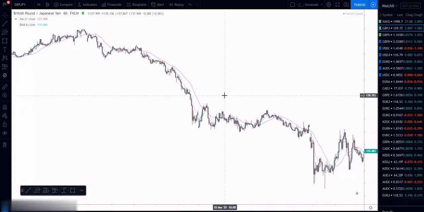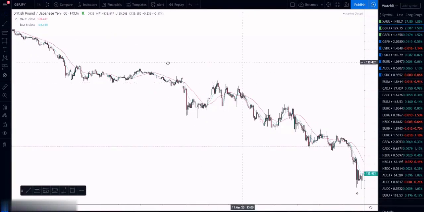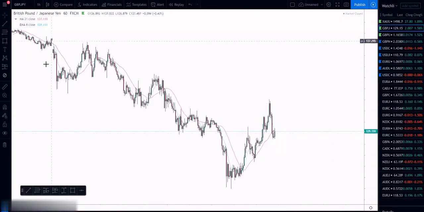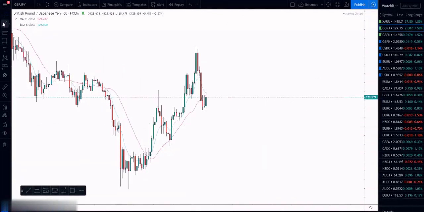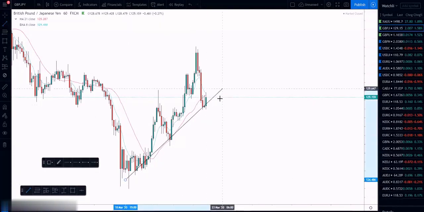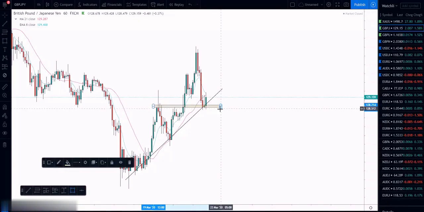Okay guys, so let's go ahead and take a look at GBP JPY. What's the difference between this and gold? There's really only one difference, and that's the fact that GBP JPY, or GBP pairs in general, respect trend lines. Gold does not.